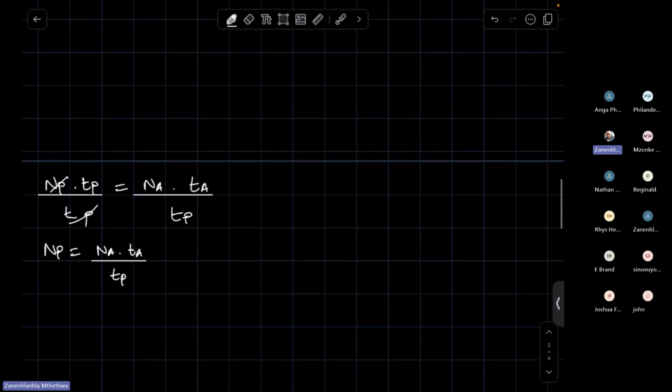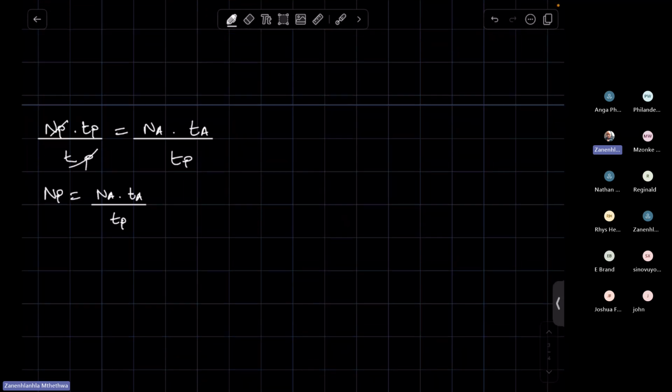Now, what is the relationship between the two gears? The relationship is that NS times TS is equal to NP times TP. That's the relationship between the two gears. Second step is direction of rotation. We know NP is going in which direction? Clockwise.